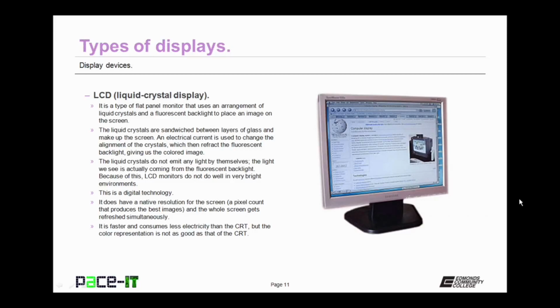LCDs are a digital technology. Now, LCDs do have a native resolution for the screen. That is a pixel count that produces the best image. You can change the resolution, but you run the risk of distorting the image. With an LCD, the whole screen gets refreshed simultaneously, not line by line. LCDs are faster and consume less electricity than CRTs, but the color representation is not as good as the CRT.